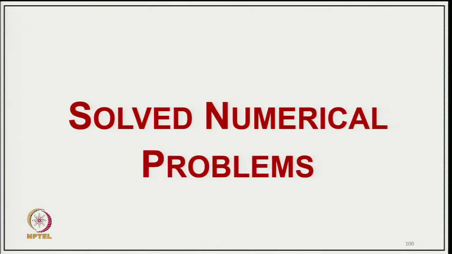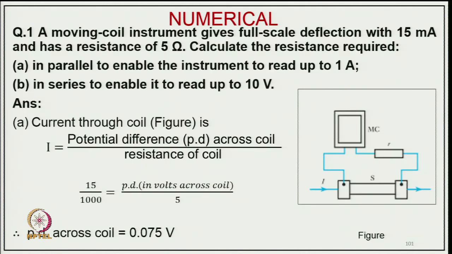Now, coming to the solved problems, starting with the first problem. A moving coil instrument gives full scale deflection with 15 milliampere and has a resistance of 5 ohm. Calculate the resistance required in parallel to enable the instrument to read up to 1 ampere, and in series to enable it to read up to 10 volt.